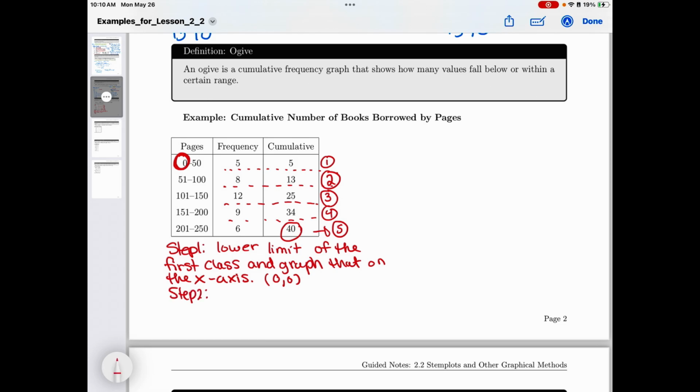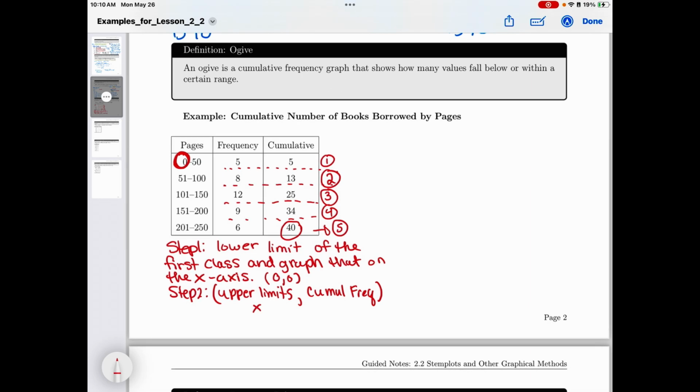Then step 2, we want to take the upper limits of each class and use that as our x value, and then the cumulative frequency should be used as the y value to plot our points. And then step 3 is to connect all the dots.